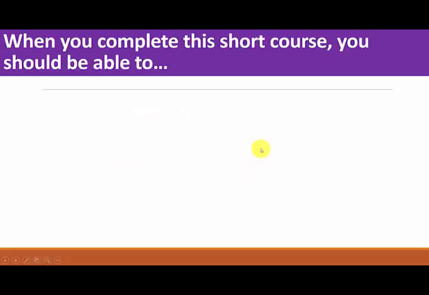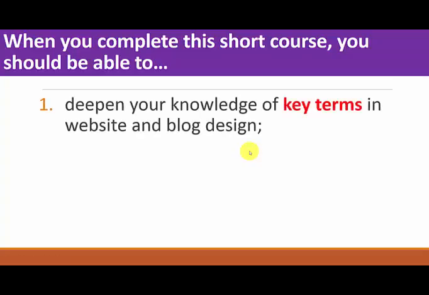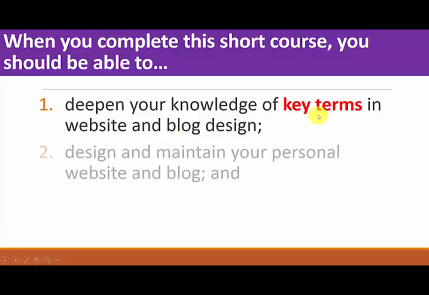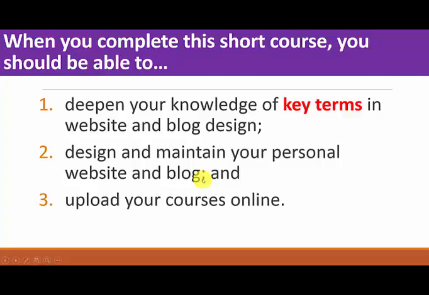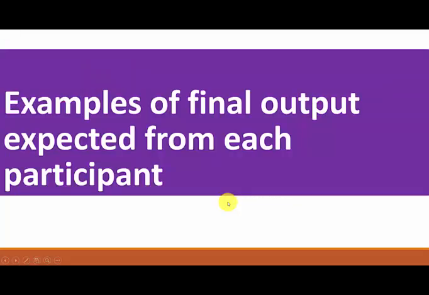Just 1 word. So what do we expect that you should achieve when you complete this short course? We expect that you learn a few terms regarding websites and regarding blogs, how they're designed and managed. There are some key terms that you need to learn. Next, we want you to be able to design and maintain your own personal website, your own personal blog. And last, definitely not the least, but quite important, and that's the bridge between Module 5 and Module 2, how you can upload your courses online onto your website.